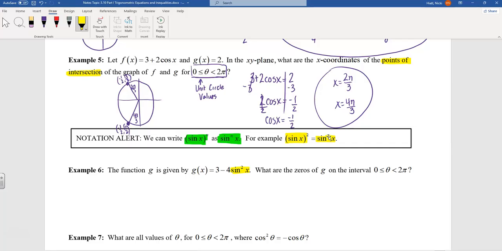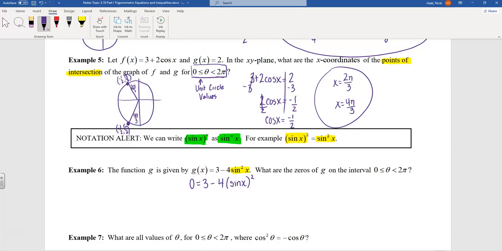So the function g is given by g of x equals 3 minus 4 sine squared x. What are the zeros of g on the interval from 0 to 2 pi? So if we're looking for zeros, what should we do with this equation? Set it equal to 0. It's like where our y-coordinate is 0. Those are our x-intercepts. So we're going to have 0 equals 3 minus 4 sine of x, squared. At least right now, because I think it helps you see what is happening. You can do this every time if you would rather, or just know that this is what it means here.